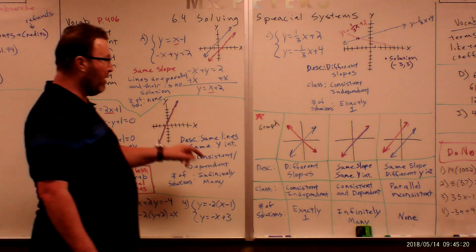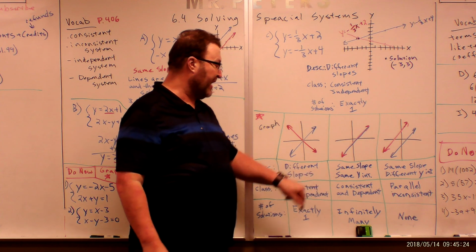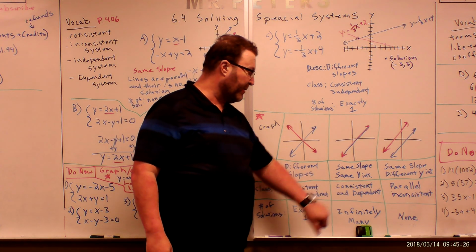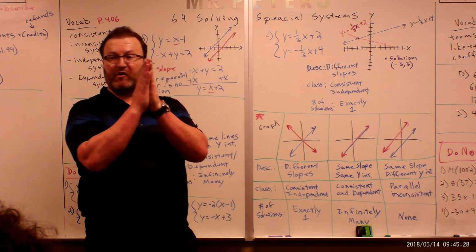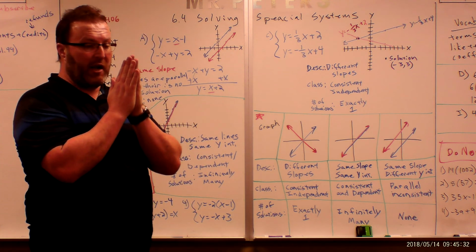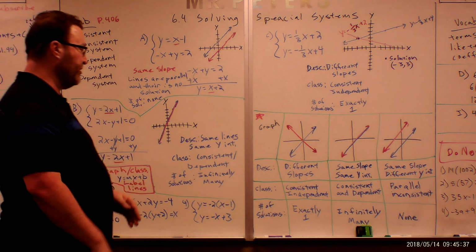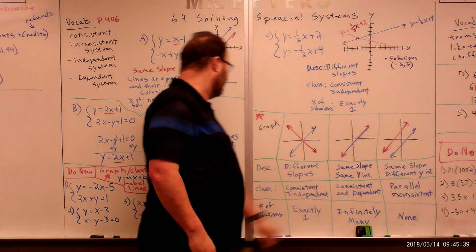This is all you need to remember. When it's the same line, they're exactly the same. They have the same slope, same y-intercept. They're consistent. They're dependent on each other. If they're not on top of each other, it's not the same line, then they'd be independent, right? But these lines are not independent. They're exactly the same. For them to be exactly the same, they're dependent on each other. Infinitely many for the solution.